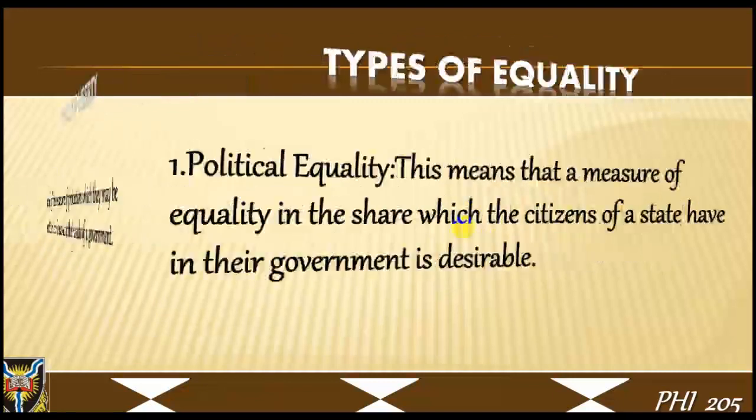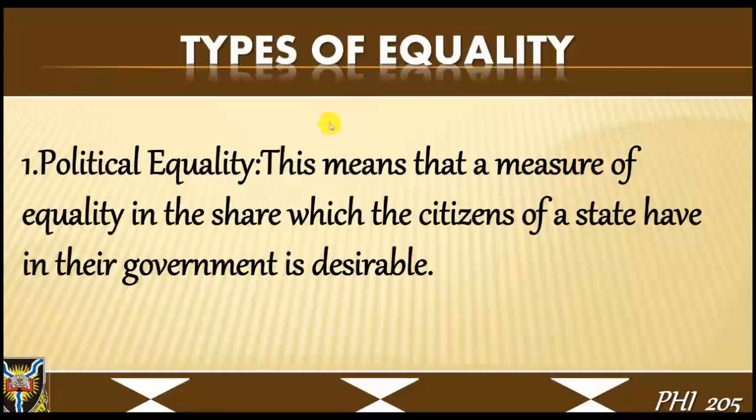Types of equality. 1. Political equality. This means that a measure of equality in the share which the citizens of a state have in their government is desirable. The demand for political equality is the basis of democracy, which implies the demand that the system of power be erected upon the similarities and not the differences between men.